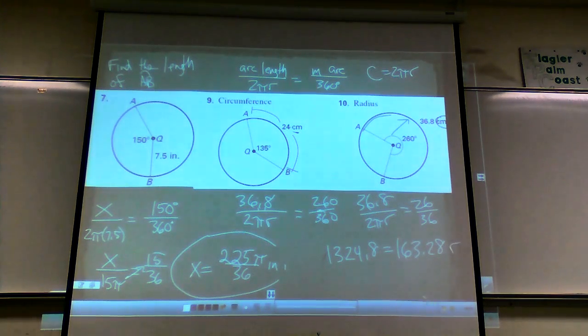If I see 0 on the end, I can just get rid of it. It won't change your answers, just makes smaller numbers to work with here. All right, and then divide this up.